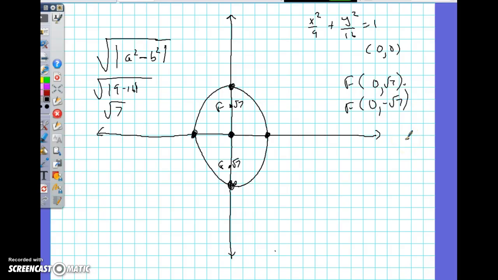So far, so good? Then it says, what's the length of the major axis? How long is the major axis? 8. How about the minor axis? 6. Anything else? Done. Got it? All right. You should be able to do these problems. Start working them.